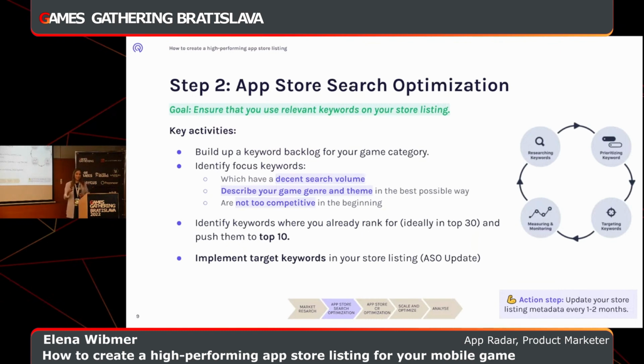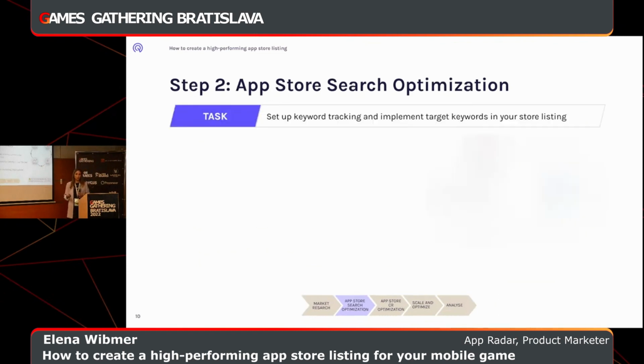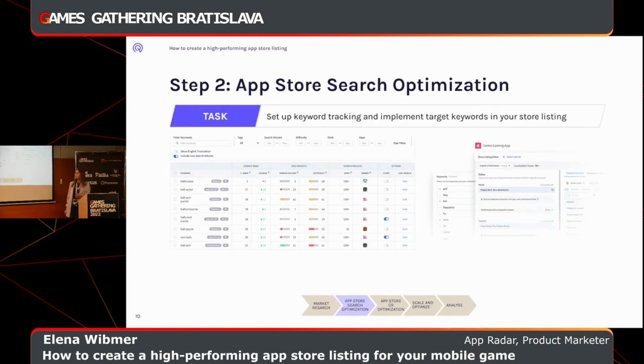And if you have identified these focus keywords that you want to prioritize, say, these are the 15 keywords that I really want to improve my ranking on, obviously it's time to implement them in your store listing and make sure that you give the algorithms the sign that you want to rank for those. My recommendation in that phase would be to get into a regular cycle of updating your store listing every 1 to 2 months. Here is a quick example of the AppRadar platform, giving you the possibility to set up that keyword tracking and also push it live to the stores across various countries.